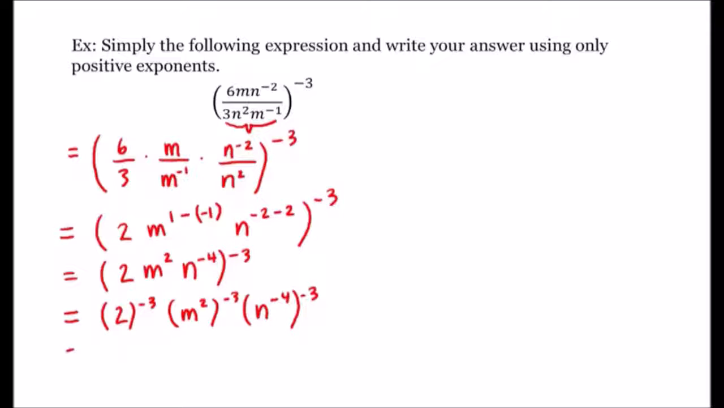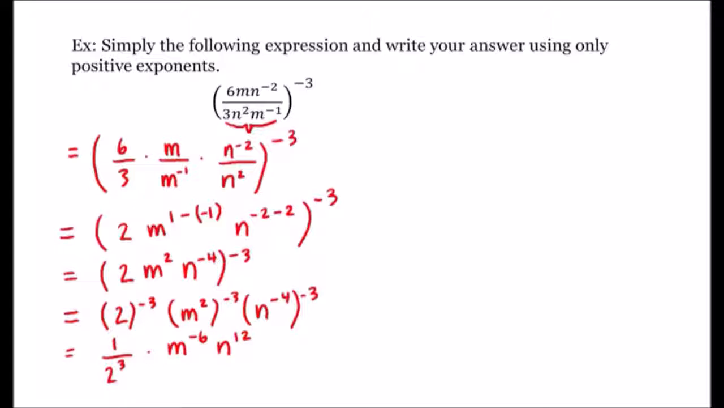Which is equal to 1 divided by 2 to the positive third power by our negative exponent rule. And then times, we have a power of a power, so remember we multiply 2 times negative 3, which is negative 6. Same with the n term. We have a power of a power, so we multiply. So we have negative 4 times negative 3, which is positive 12.